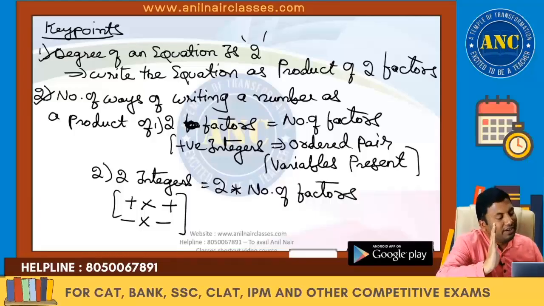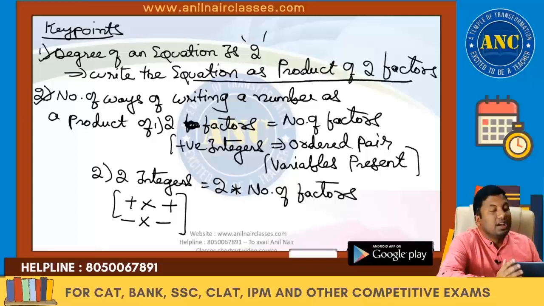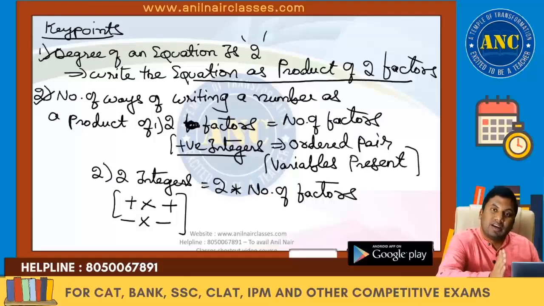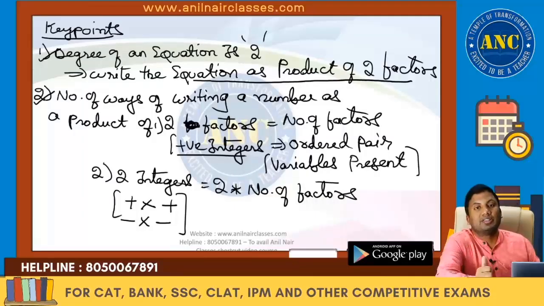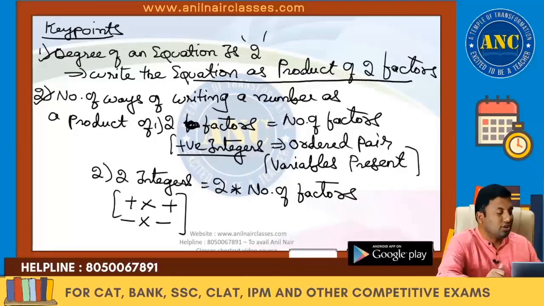If the degree of an equation is 2, write the equation as a product of two factors. In case it is two positive integers, the number of ways of writing is nothing but the number of factors. If it is only integers, include positive as well as negative. If the right hand side is positive, negative into negative is positive, positive into positive is also positive. So I will get 2 into number of factors.